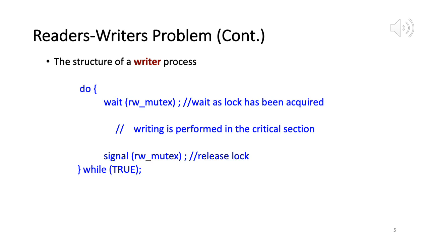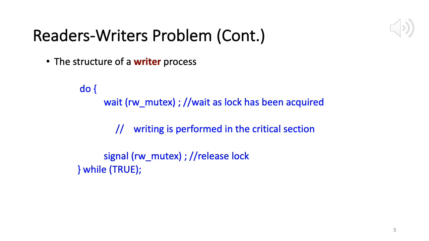So two scenarios. If a writer is the first process to arrive, it will wait on read write mutex. Read write mutex is initialized to 1, so it will be reduced by 1, and now the value of the lock is 0, the lock is acquired. Now any other process that comes will have to wait for the lock to be released. And when will this lock be released? When this writer does a signal of read write mutex.